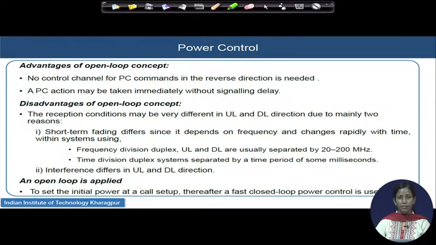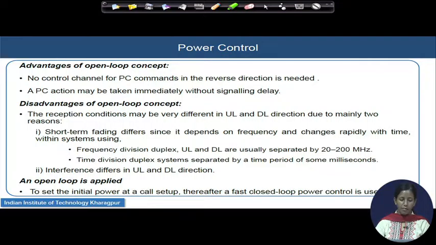Here are a few advantages and disadvantages. Remember, in the open loop, the advantage is there is no control of the base station on the decision of the mobile station. There is no signal processing involved except in the mobile station. So, the decision can be very fast and can be implemented immediately. But the disadvantages, several are there.